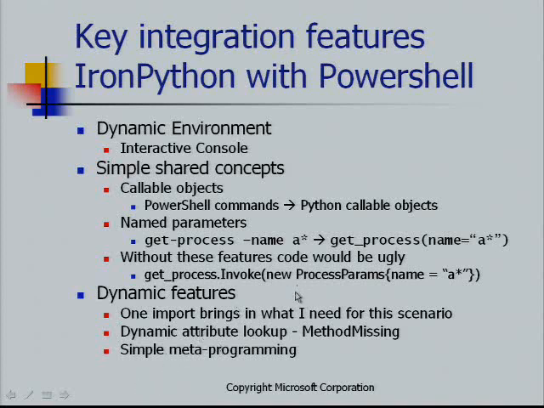There also are dynamic features. One import brings in everything. I don't have to write 20 using statements in order to get everything I want into my namespace. I have dynamic attribute lookup, so I'm able to do method missing. Again, method missing is not exactly a brand new invention, but having method missing makes a lot of APIs easier to work with. And simple metaprogramming. One of the things that I do is some metaprogramming in order to make the PowerShell objects more easily available on certain Python types.